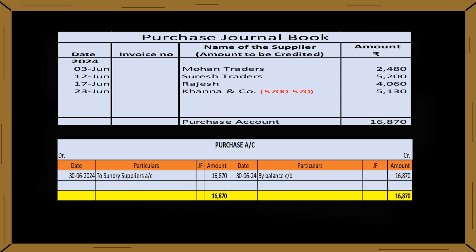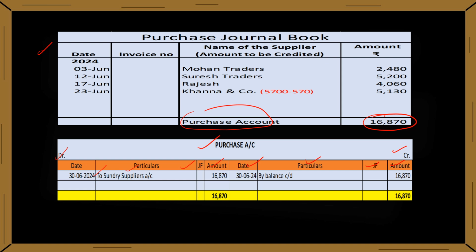Similarly, we are going to transfer from the purchase journal book to the purchase account. So for the purchase account, we know the columns to be opened: date, DR, CR, date, particulars, JF, amount on the debit side, and date, particulars, JF, amount on the credit side. The total of the purchase account is 16,870.